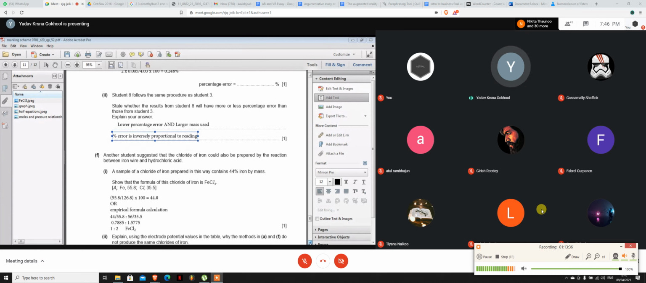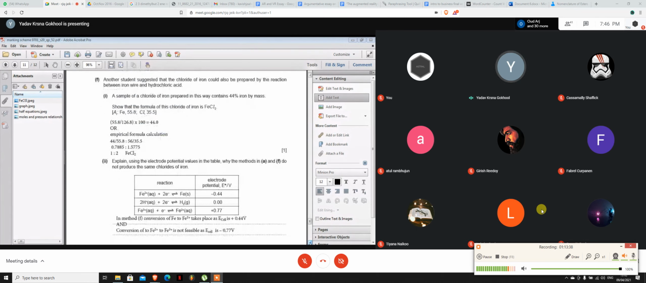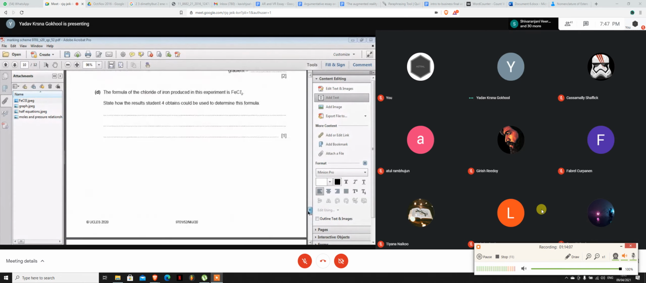And last part, F and G over here, show that the formula is FeCl2. So again, either you could have shown it by the percentage, by taking the mass of iron upon the MR multiplied by 100 for FeCl2, at 45, so it confirms that it is FeCl2, or by looking at the empirical formula, which was shown to you in this part, here.